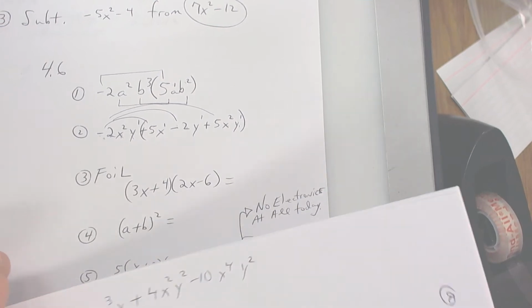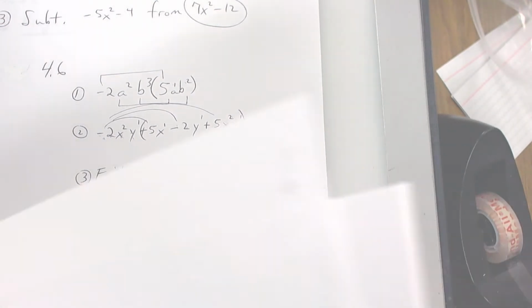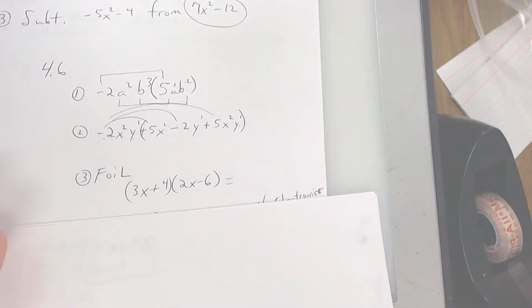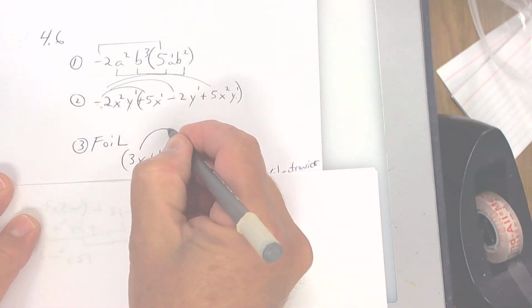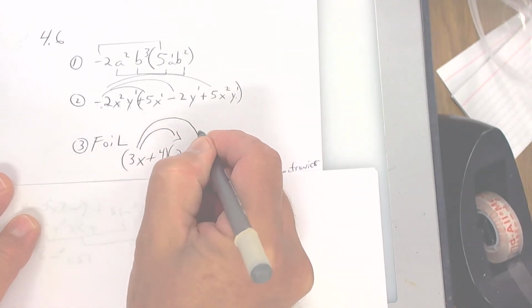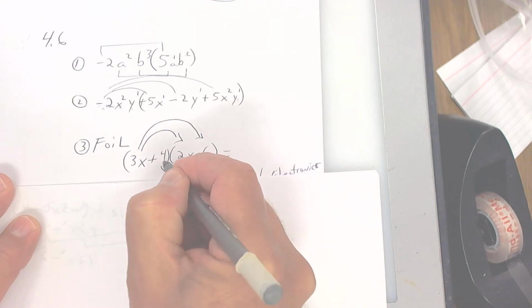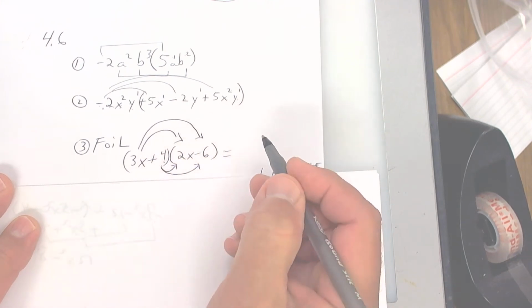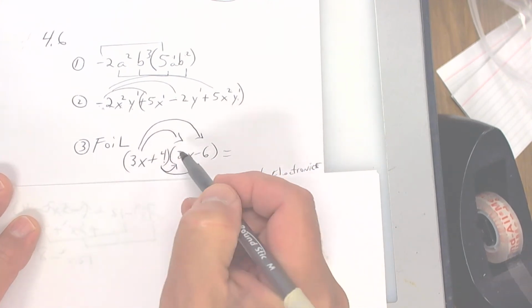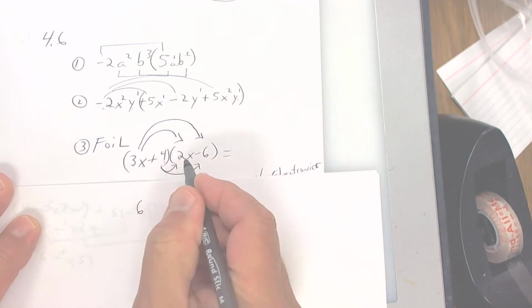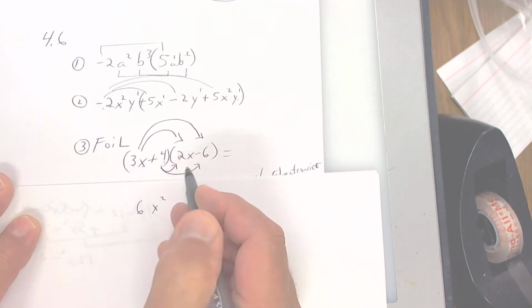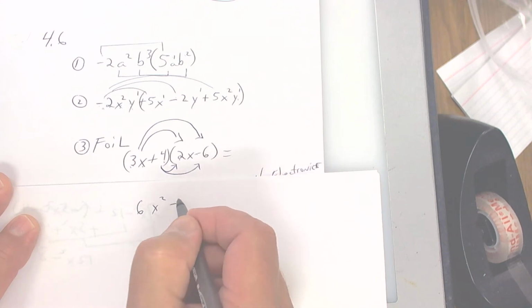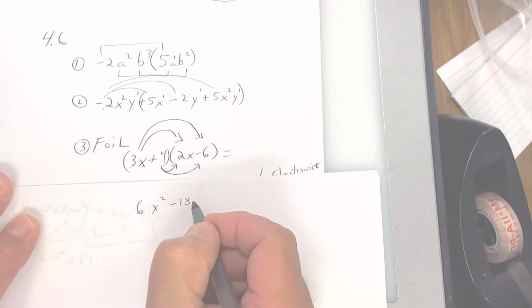Let's go on. FOIL. Now, FOIL is nothing more, listen carefully, than taking the first term to both of these and then taking the second one to both of these. So let's do it. 3 times 2 is 6. X times x is x squared. 3 times negative 6 is negative 18, and the x comes along for the ride.